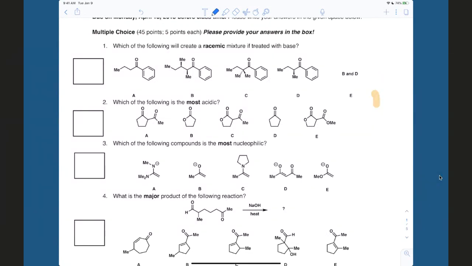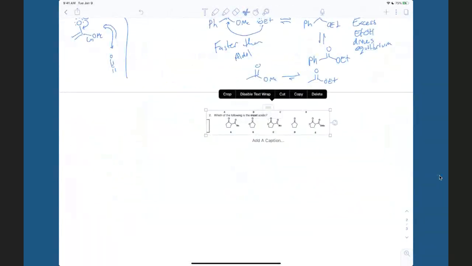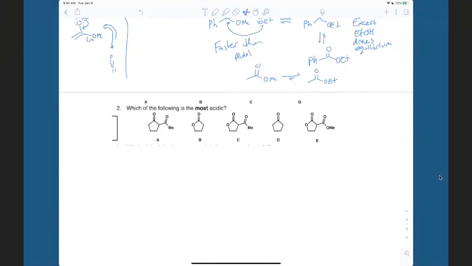On number 2, I picked the answer with the most electron withdrawing groups. Well, which one do you think has the most electron withdrawing groups? I would agree that is a good start, but we may need a bit more analysis to take us all the way home. E was the one I thought had the most electron withdrawing groups. So I would say that the double electron withdrawing groups will certainly help us out.